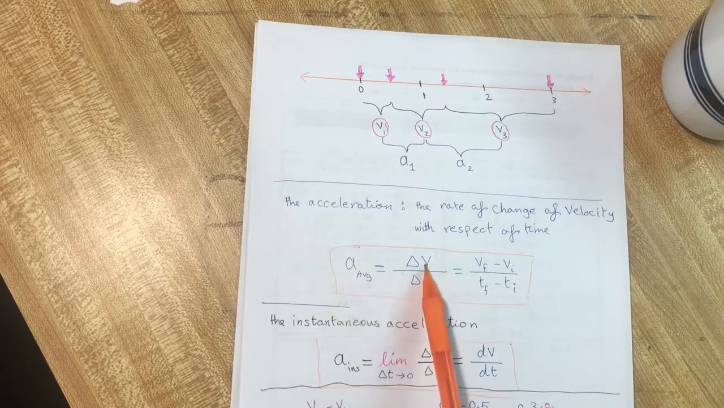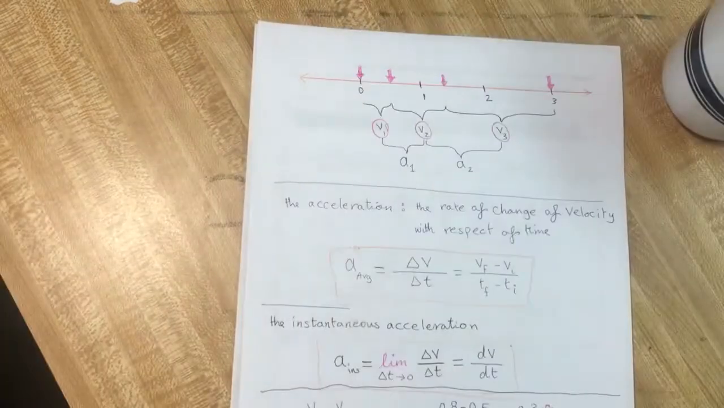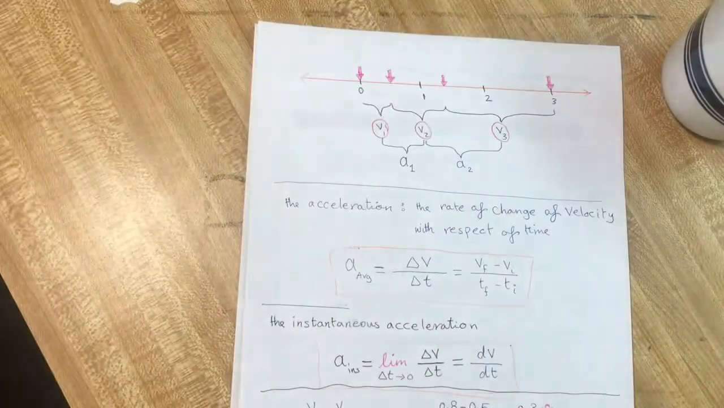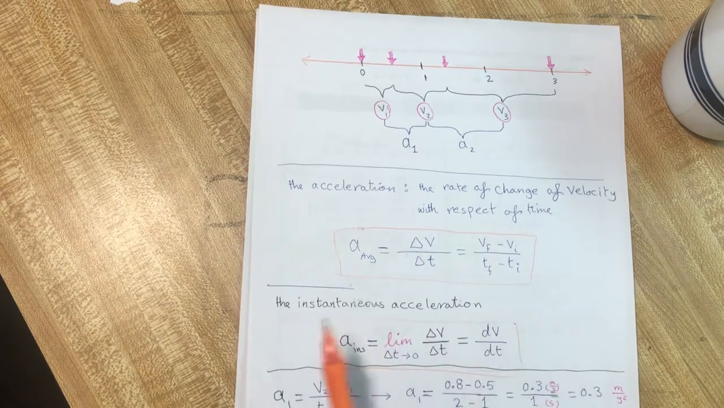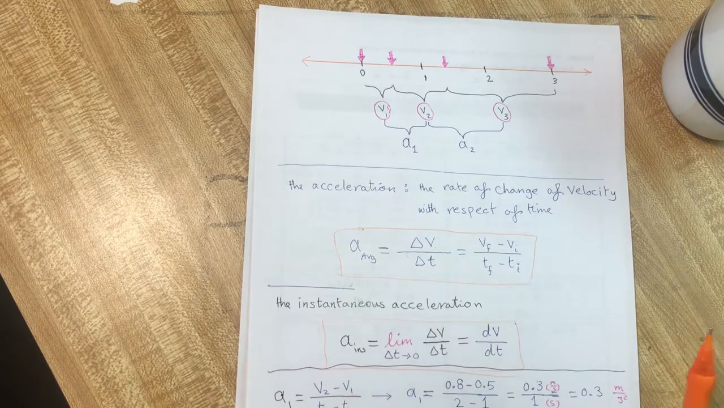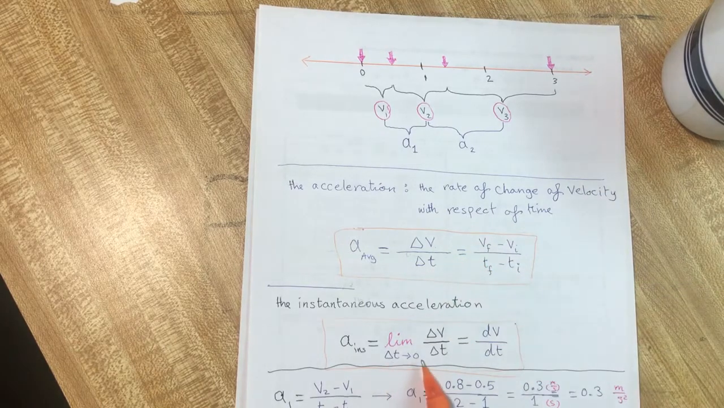The acceleration is delta v over delta t. The velocity is delta x over delta t, but now we have delta v over delta t. We have another step, which is v final minus v initial over t final minus t initial. Okay? The instantaneous acceleration is the same as average acceleration, but when delta t goes to 0, so it will not be delta v over delta t, it will be dv over dt. It is the derivative of the velocity with respect to time. It will be easy, you will see that.